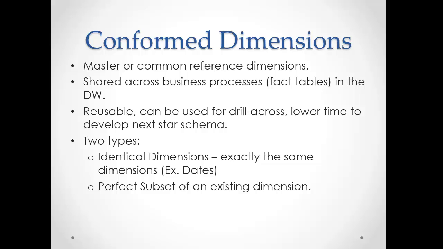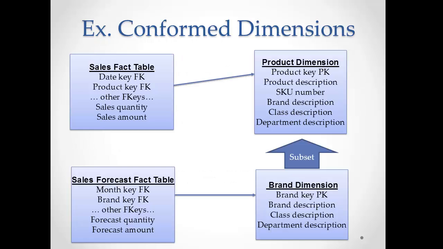So that's the idea behind a conformed dimension. Here's an example of a conformed dimension. This is a subset conformed dimension. We have one data mart at the top where we have sales, and that sales has a product dimension. And then there's another data mart at the bottom called forecasts, and that has a brand dimension. And the brand dimension is actually a subset of the product dimension. So this is an example of a conformed dimension. You would actually generate that brand dimension from the source data in the product dimension.